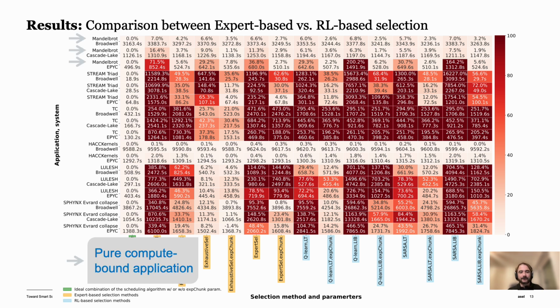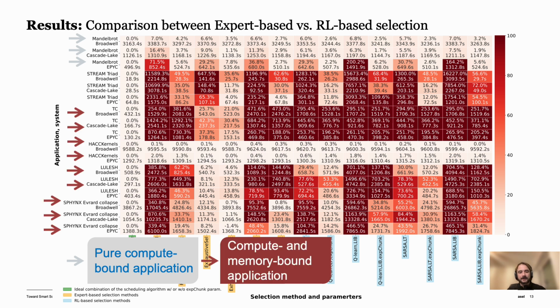Now we have one application that's purely compute bound, several applications like TC, Hack, Lulash, and Sphinx, which are somewhat in the middle. So they have memory operations, but they also do some computation in the loops. And finally, we also approached one application that's purely memory bound. This is to test the possible scenarios that the selection methods may find in different applications.